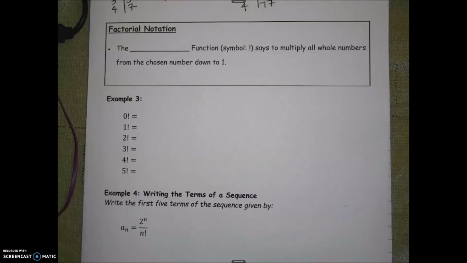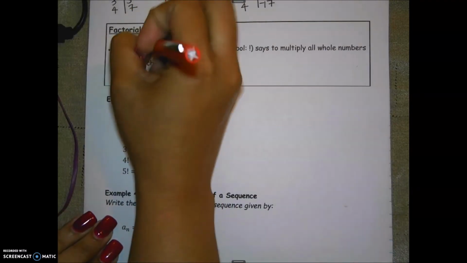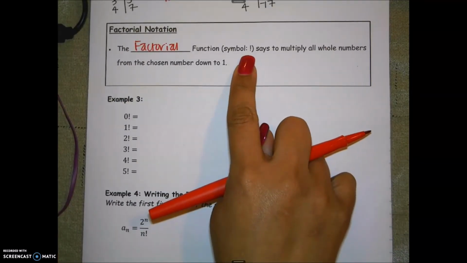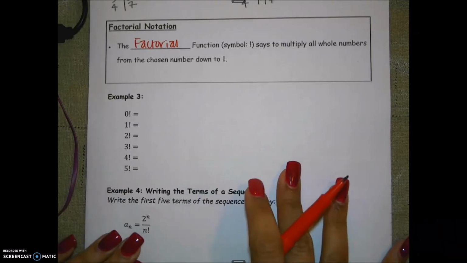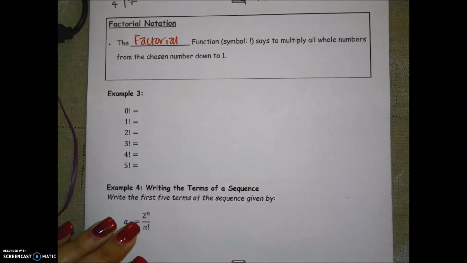Factorial notation. Factorial notation is an important sequence in mathematics. It involves terms that are defined with special types of products, and these are called factorials. The factorial function, which uses the exclamation mark for a symbol, says to multiply all whole numbers from the chosen number down to 1. And we're going to run through some examples. Example number 3. I'm actually going to start with 5 factorial first and work my way up, because I think that's easier.